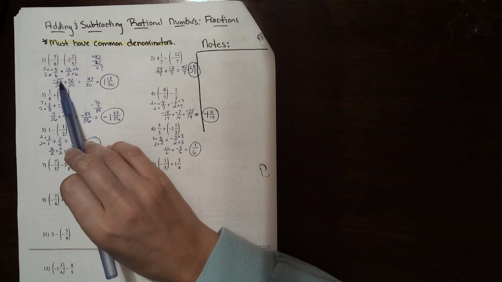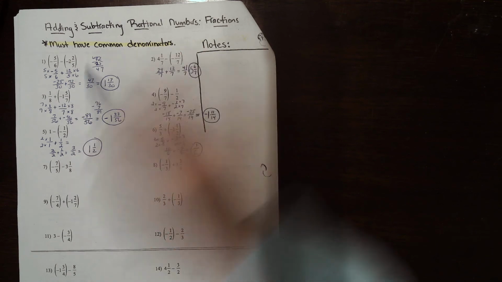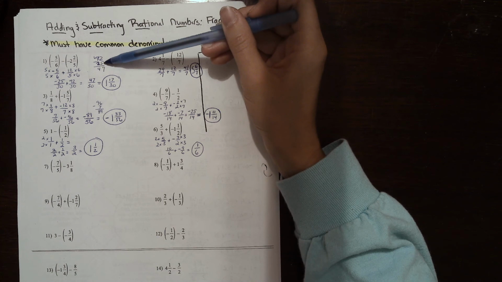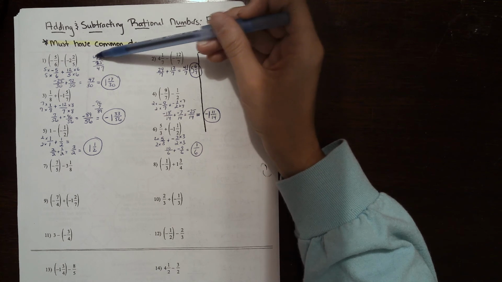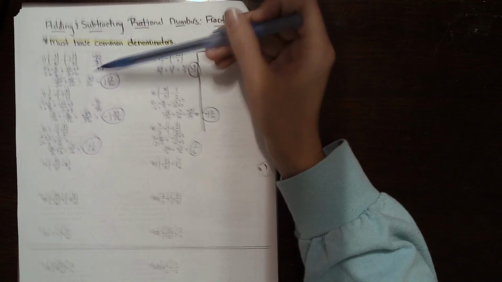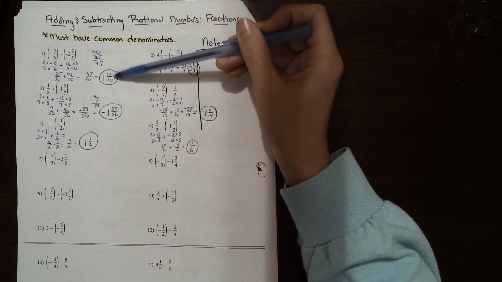So we have a negative 25 plus 72. So you take your 72 and you subtract 25, and you're going to have to borrow. When you subtract, you get 47. 47 thirtieths can be simplified to 1 17/30.